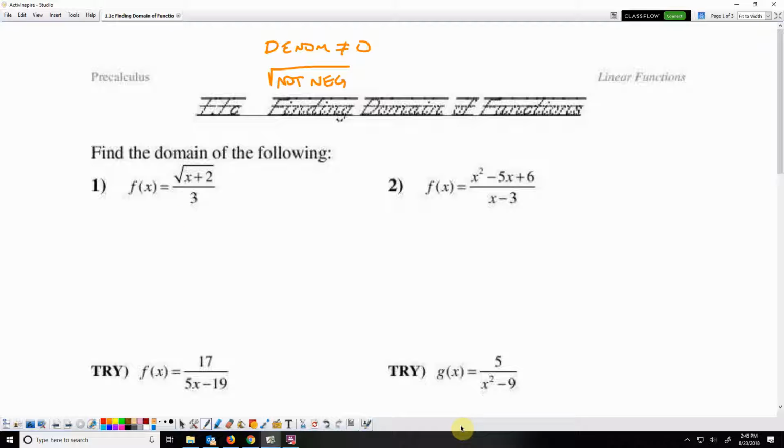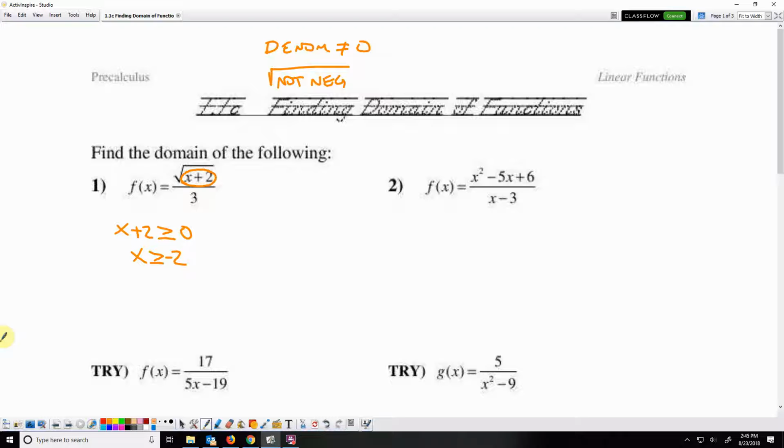In our first problem, we don't have a variable in the denominator, so I don't have to worry about that first hint. But I do have a variable underneath a radical, so I am concerned with that. What's under there cannot be negative, which means x plus 2 has to be greater than or equal to 0. So x has to be greater than or equal to negative 2.